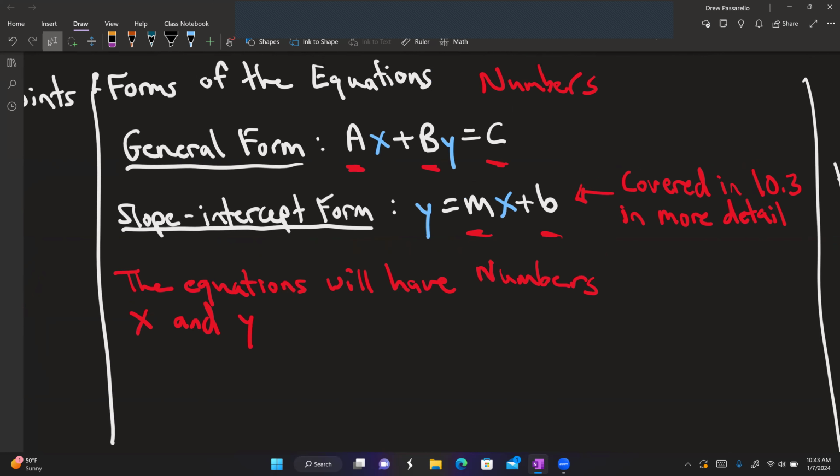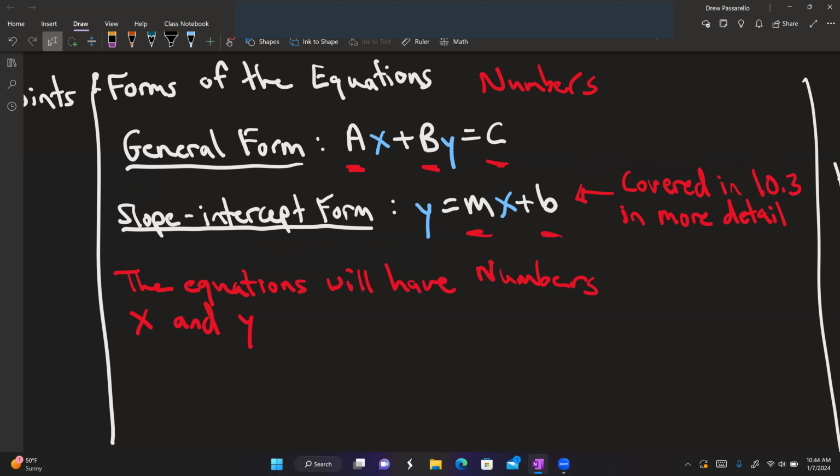So you'll see that x and y are in blue, and then the rest of the equations are in white. I underlined A, B, and C. I underlined lowercase m and lowercase b. Now those are numbers. All right, so capital A, capital B, capital C are going to represent numbers. X and Y are going to stay as is in the equation. And then you have what's called the general form and then the slope-intercept form.